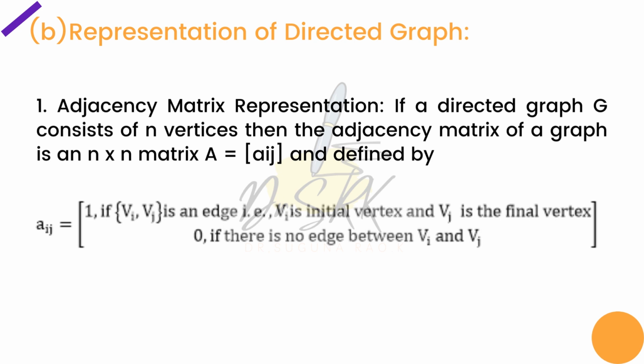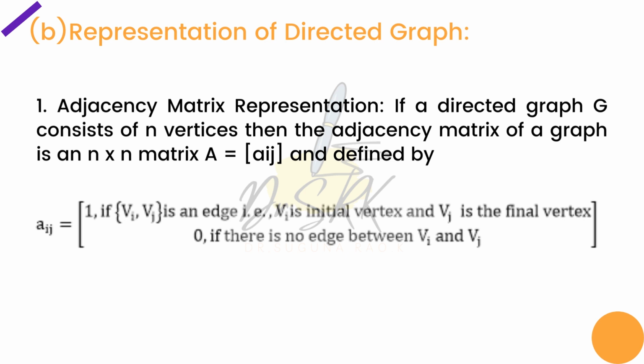For a directed graph, there are two ways. One is adjacency matrix representation, and second one is incidence matrix representation. So for a directed graph, what is adjacency matrix representation? If a directed graph G consists of n vertices, then the adjacency matrix of a graph is n by n matrix, that is capital A.